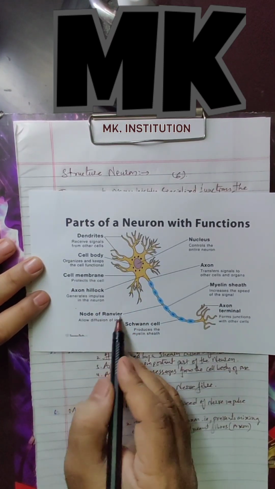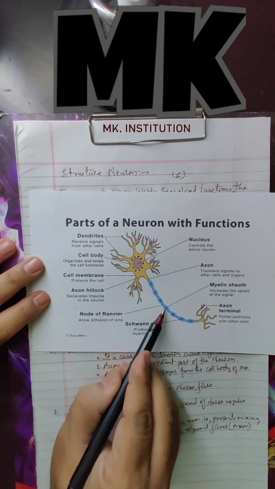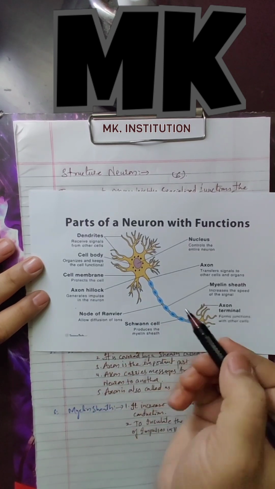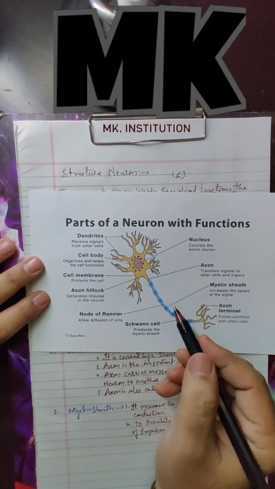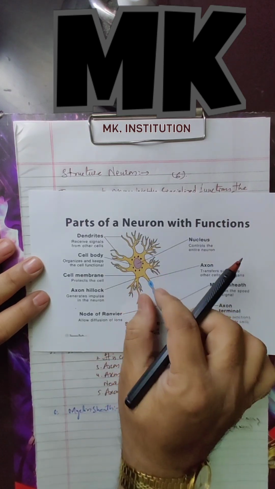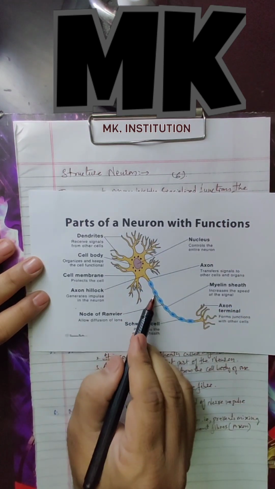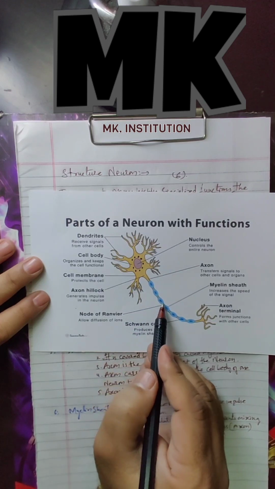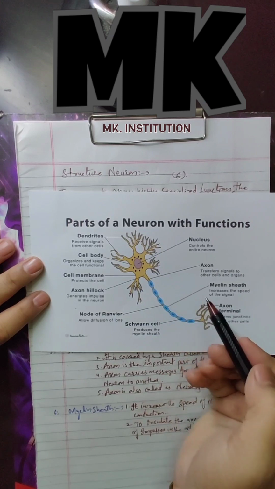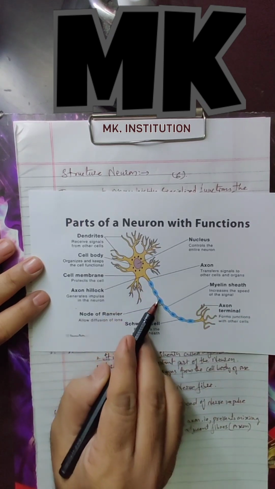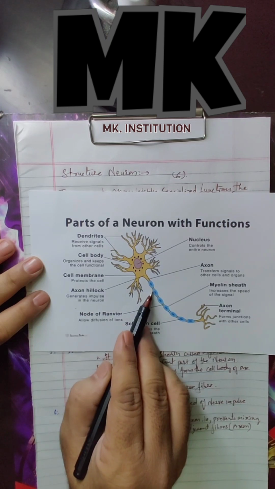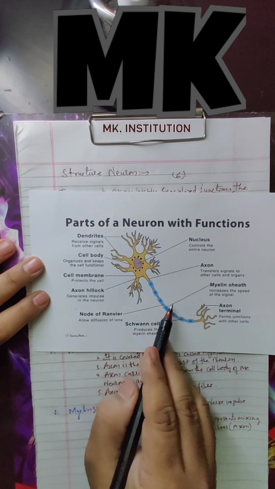Clear? Nodes of Ranvier. This is the myelin sheath, otherwise called the medullary sheath or insulatory sheath. The entire axon, the nerve fiber, is perfectly covered by the myelin sheath. What is the work of this medullary sheath? It prevents the leakage of current, the impulses. The current is moving with great speed, so the myelin sheath doesn't allow the impulses to leak into the other axon.